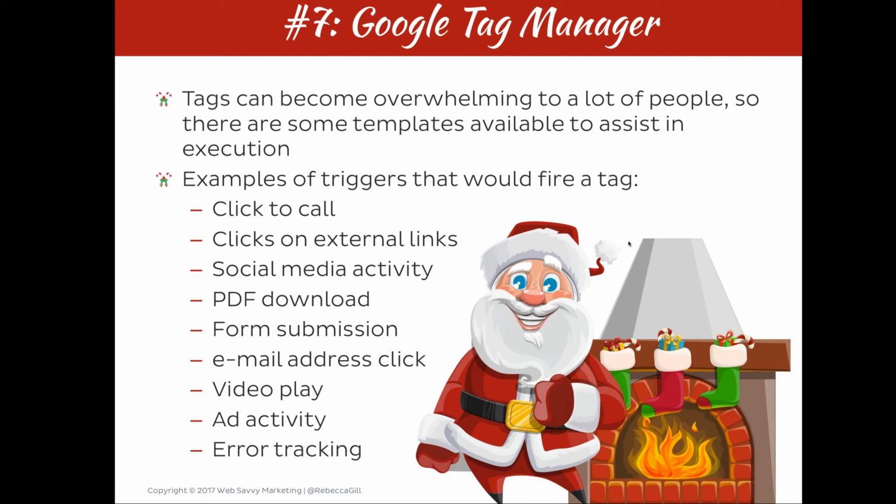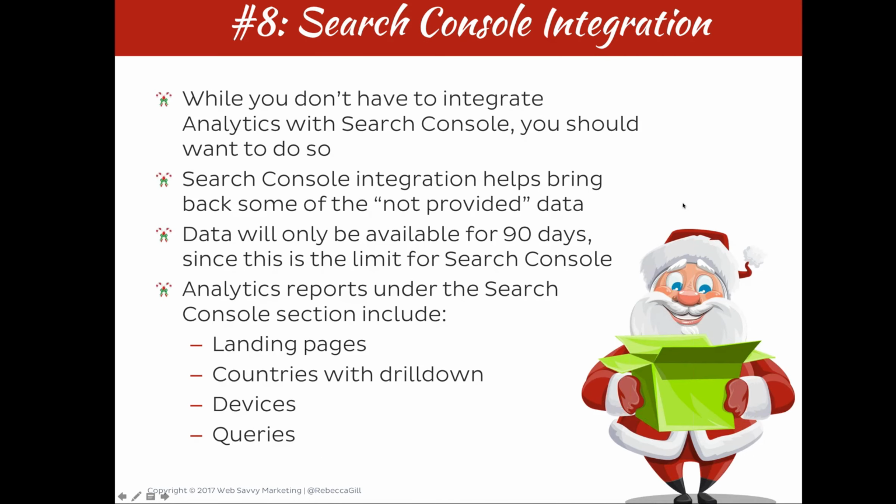When someone clicks on the email address within, say, your contact page, there's no way for Google Analytics to track that. So instead of filling out a form, if you have that mailto: your email address, and someone clicks on that and it pops up their local email software and drops that in for them so they can send you an email, Google Analytics can't see that because it's not a URL that changed. But Google Tag Manager can, and it will record that for you so you can tell what's going on. Other usages include video plays, ad activity, and error tracking. All different types of usage that people would use for Google Tag Manager.